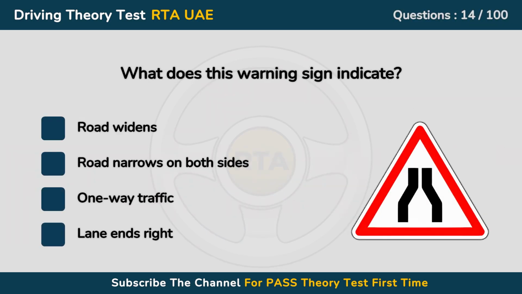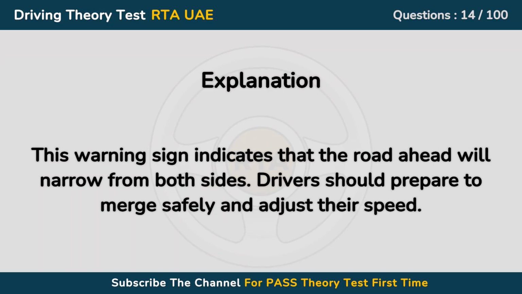A. Road widens, B. Road narrows on both sides, C. One-way traffic, D. Lane ends right. Answer is B. Road narrows on both sides. This warning sign indicates that the road ahead will narrow from both sides. Drivers should prepare to merge safely and adjust their speed.